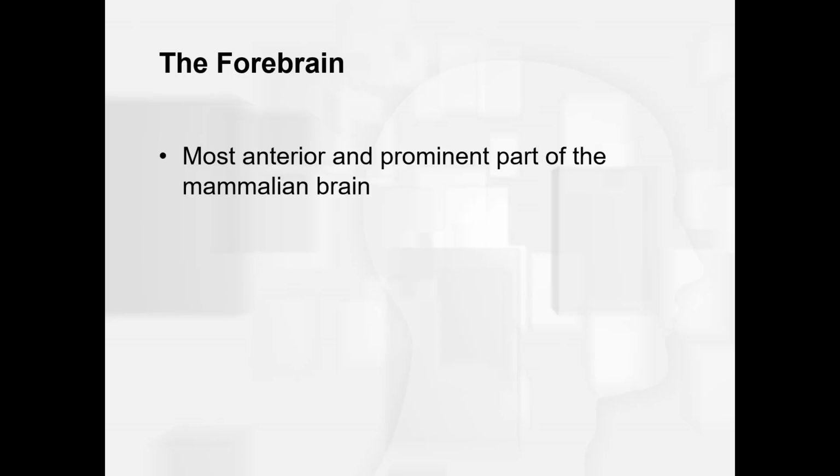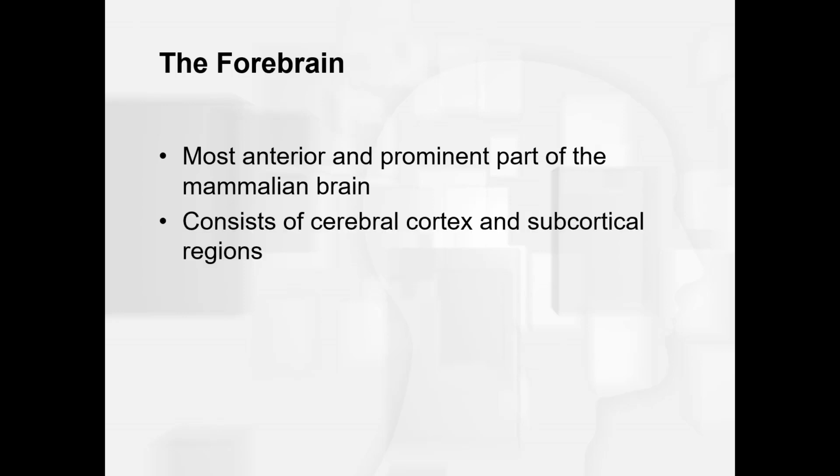So the forebrain is the most anterior and prominent part of the mammalian brain. It consists of the cerebral cortex and subcortical regions. And it's these subcortical regions that we're going to discuss in this video.